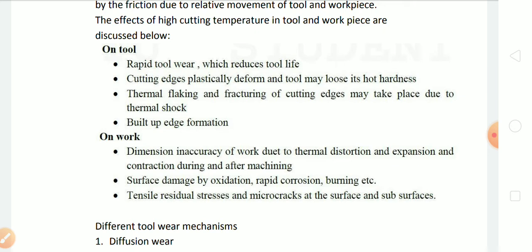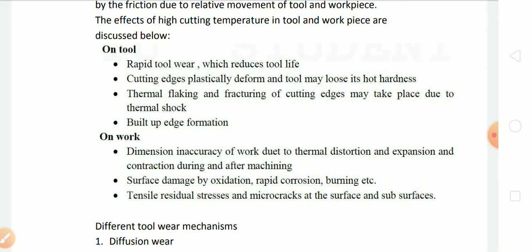The next one is the effects on work. When the tool gets blunt or worn, the dimensional accuracy of the work will become very low. That means the blunt edge makes the work tear apart, or lessens the accuracy in dimensions. And the next one is surface damage by oxidation. When the tool excessively removes the metal, the surface of the workpiece will become exposed to many corrosive conditions. So that will decrease the surface quality.